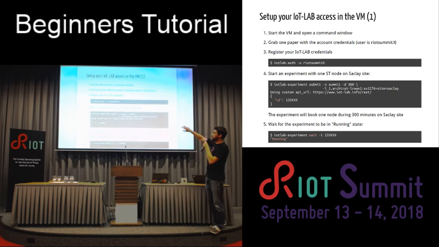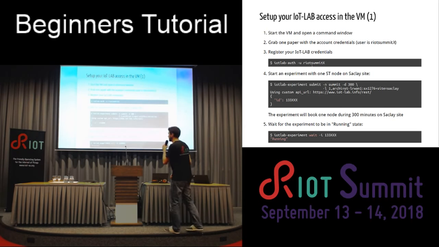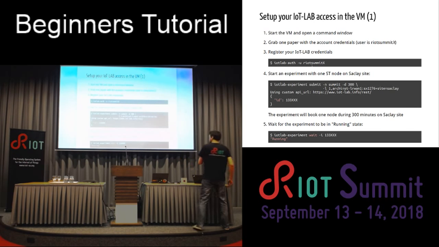Okay, so the third step is to register your IoT-Lab credentials inside the VM. There is a tool to do it. What it will do is write the password in a file somewhere, and then each time you access the REST API of IoT-Lab, they will be used to interact with the HTTP REST API. So this is the initial step.